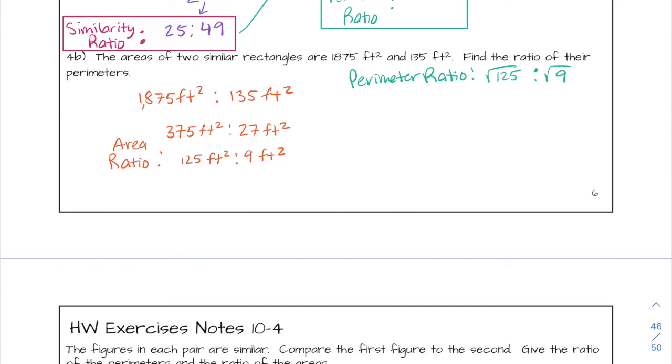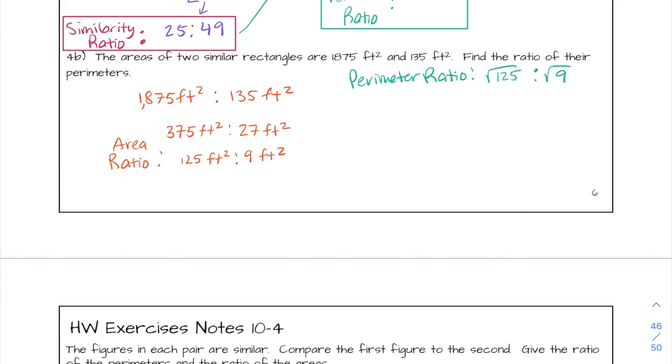1875 and 135 feet squared. They're both feet squared. Find the area. Okay, those are the areas. Find the ratio of their perimeters. Okay, so let me see if I made a mathematical error. So 1875 and 135 were correct.